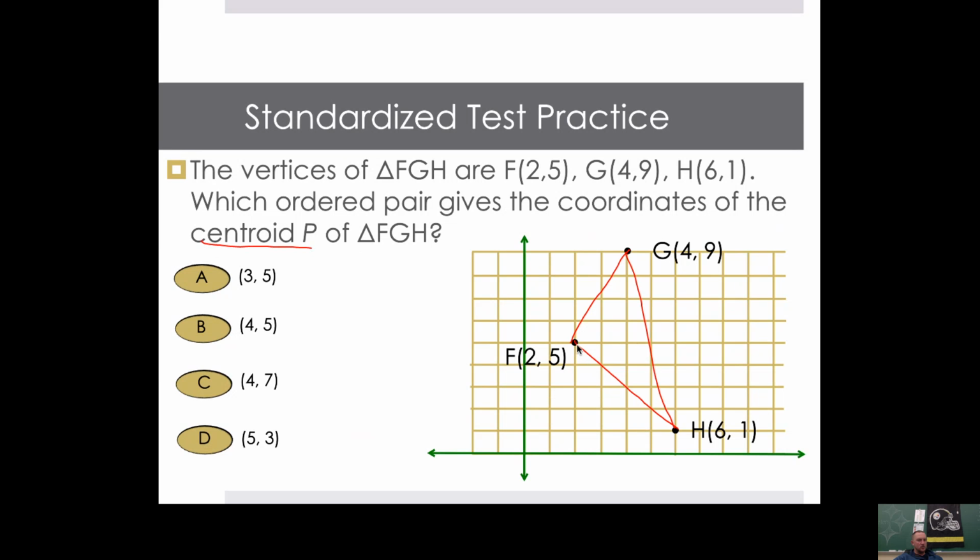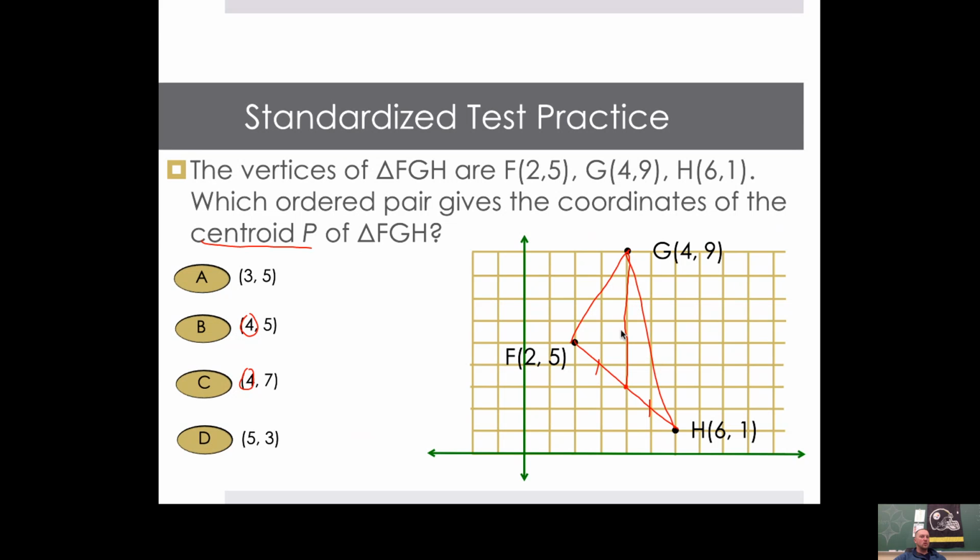Okay? If I'm going to find this median, I need to find this midpoint of this segment. Between 2 and 6 should be 4, and between 1 and 5 should be 3. That's your midpoint. I just averaged these two and averaged these two. Notice how the median right here is a vertical segment. That's really, really important, because the centroid's got to live on this segment. So if it lives on this segment, the x value needs to be 4.